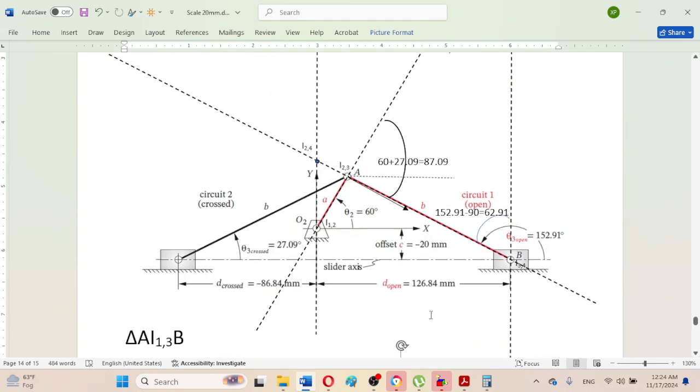Now I will be explaining the same diagram for the instant centers technique for the crank slider mechanism for this left circuit. For the right circuit I have already explained, but now I will be explaining the instant center technique for the left circuit.